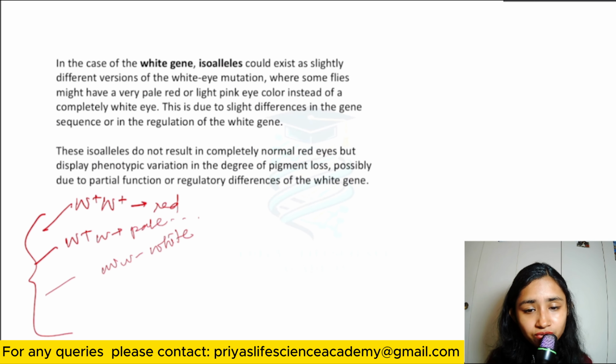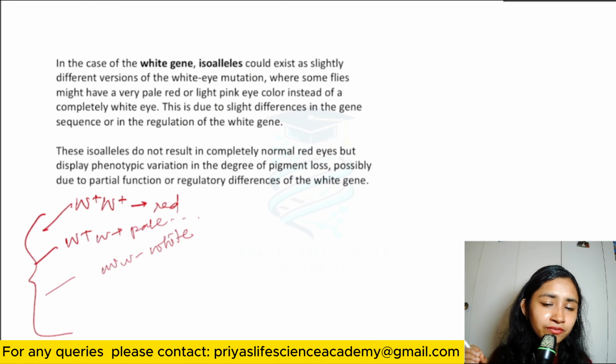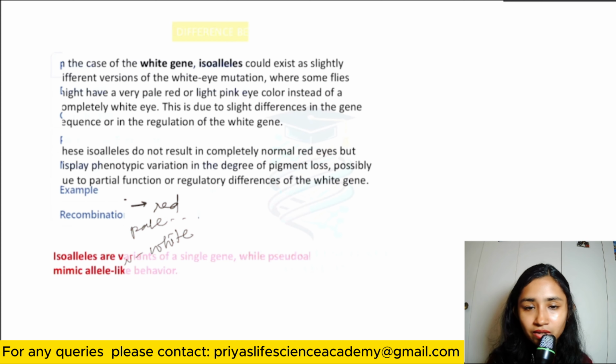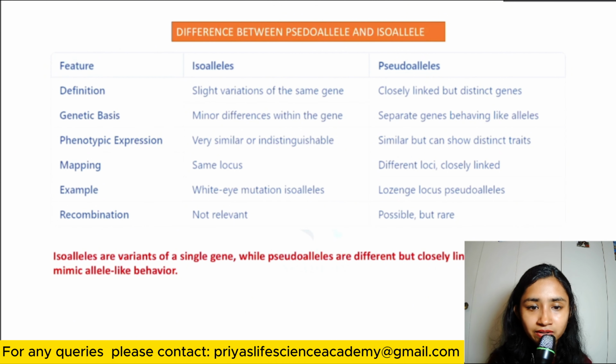From red eye to pink eyes, there are lots of types of variation. So the same gene can have different types of alleles because of the difference in genetic sequence. So these are known as isoalleles. I hope you understand what are isoalleles. So I have given one very important thing, the difference between isoallele and pseudoallele. You may wonder what the differences are.